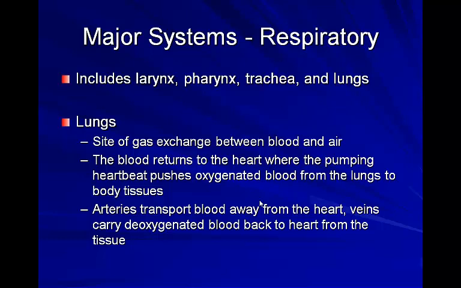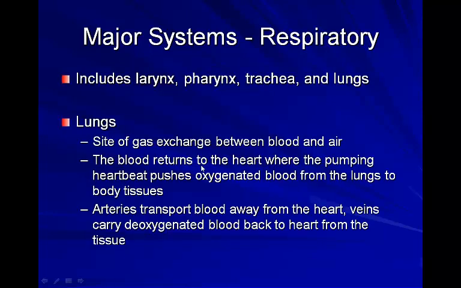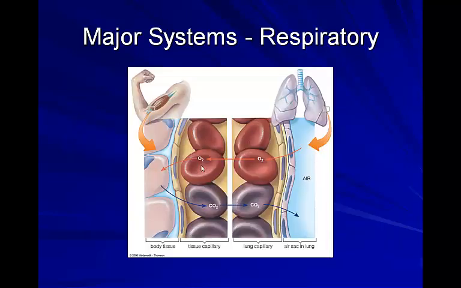Arteries pump blood away from the heart. Veins carry deoxygenated blood back to the heart. I always just remember arteries away. Arteries are always pumping blood away from the heart. Veins are always pumping it to the heart. Don't try to remember this as arteries always have oxygenated blood. That's not true. The pulmonary arteries, which feed the lungs, are taking deoxygenated blood to the lungs, and then the veins bring oxygenated blood back. So just remember, arteries away. Arteries are always transporting blood away from the heart, and veins are always carrying blood to the heart.